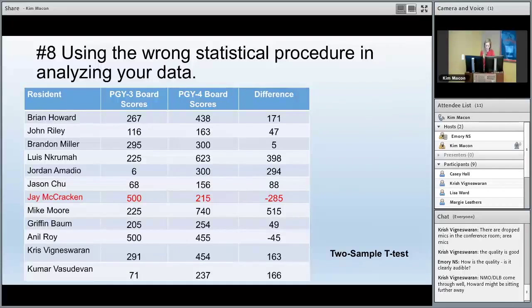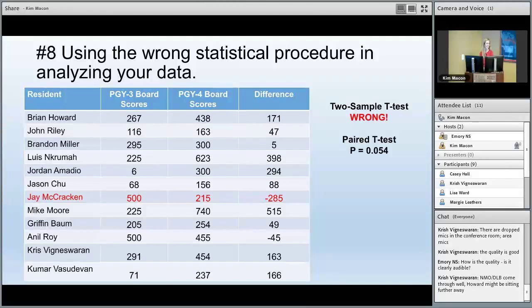So raise your hand if you think we should use a two-sample t-test. Okay, good. You're listening. No, first of all, you shouldn't use a two-sample t-test because your data are paired. So that test assumes independence. How many of you think we should use a paired t-test? Mike's kind of smiling back there. You have no idea, right? Okay. So with a paired t-test, you get a p-value of 0.054. So it's not statistically significant.